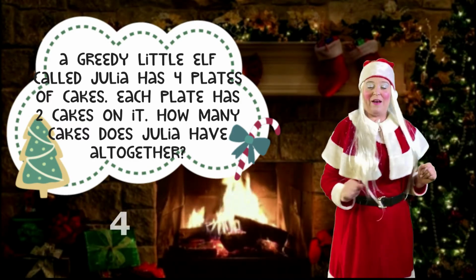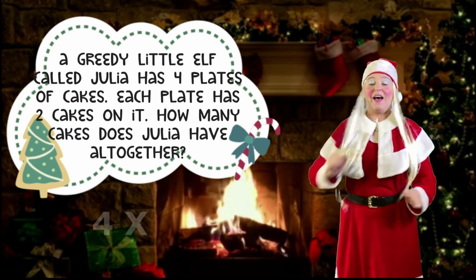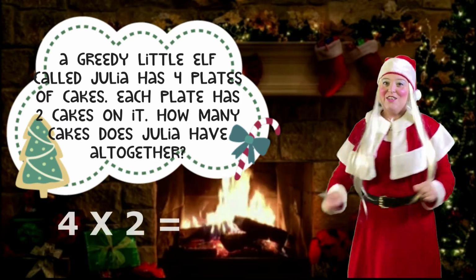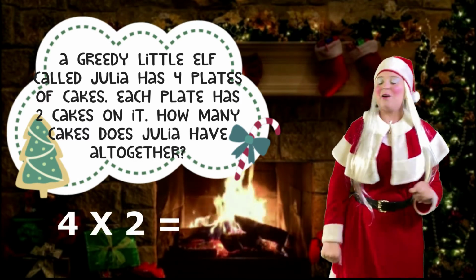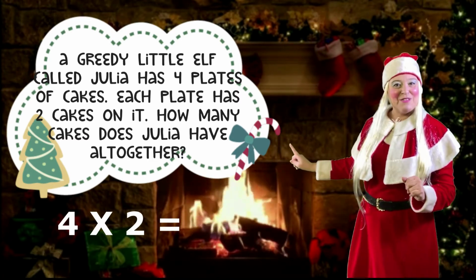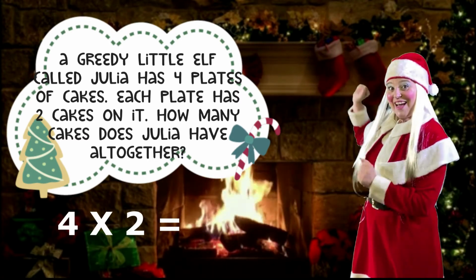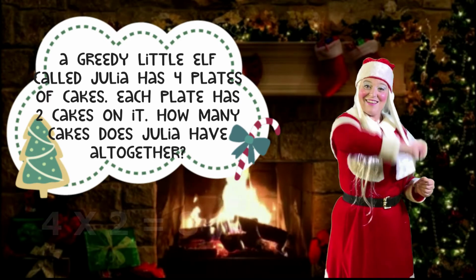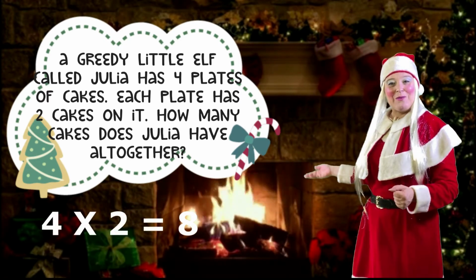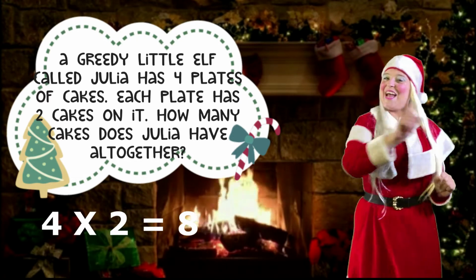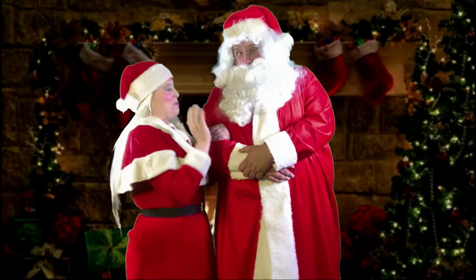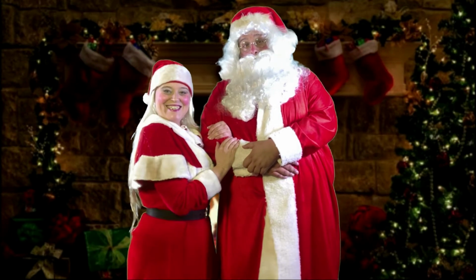That's right, she has 4 plates. We know that we are multiplying, and each plate has 2 cakes on it. So the sum we should write to work this out is 4 times 2. How many cakes does she have altogether? 2, 4, 6, 8. 4 times 2 equals 8. Julia has 8 cakes altogether. Very good. The elves are doing so well in their lesson today, Santa. I am sure they are.